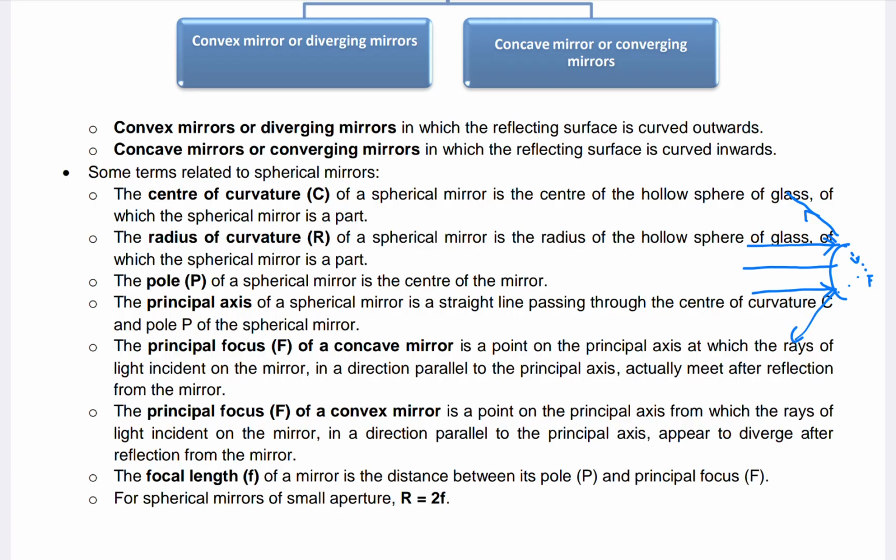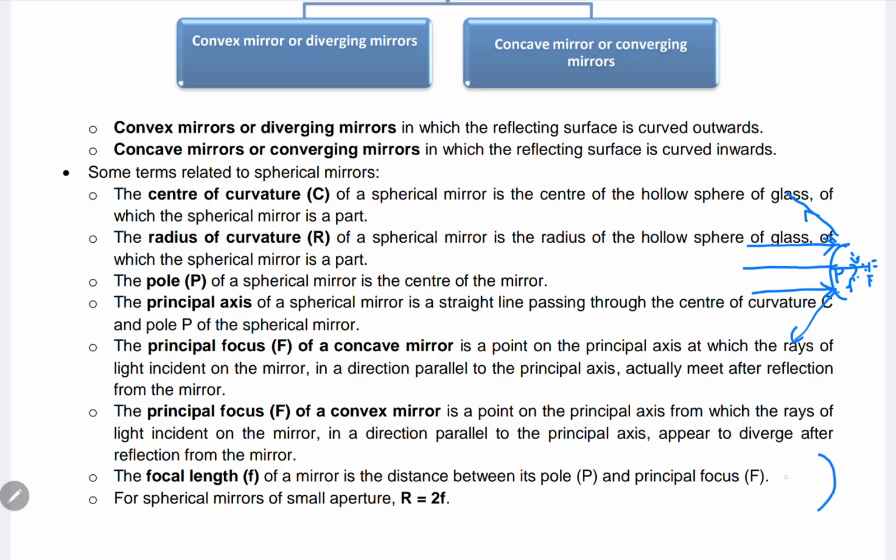So what is the focal length? The focal length of a mirror is the distance between the pole and the principal focus. Just now we discussed the focus, where the rays are going to meet. So the distance between the pole and the focus is nothing but the focal length. This becomes the focal length for the convex mirror.